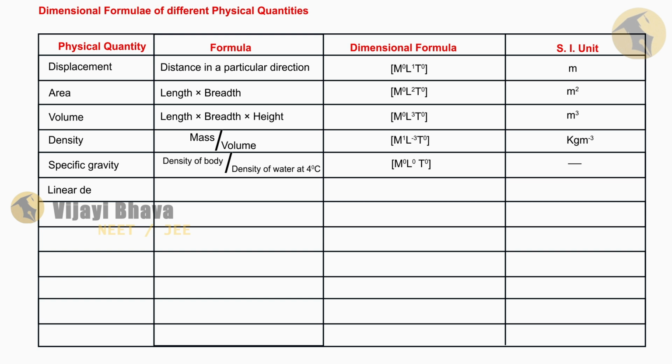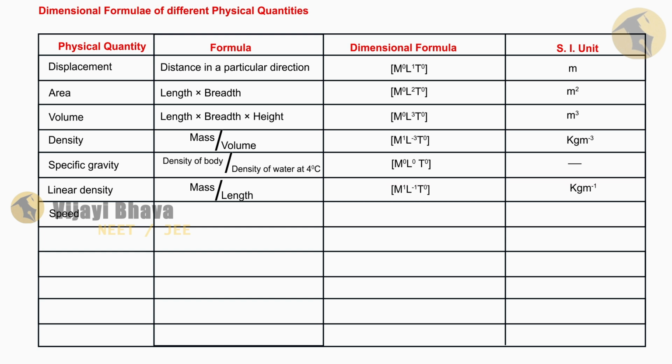The next is linear density. The formula for linear density is mass by length. Mass has a dimensional formula M1, length has a dimensional formula L1. Thus linear density has a dimensional formula M1 L minus 1 and T0.